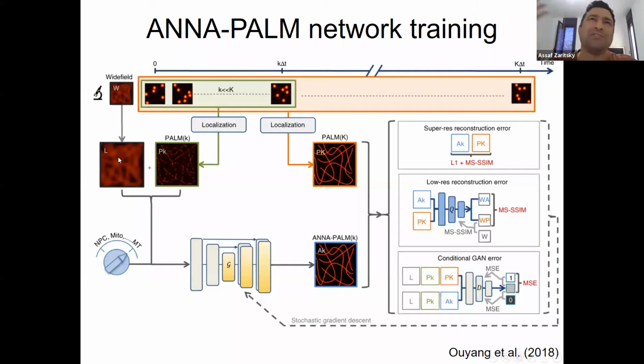We take the K frames and we create from that a super resolution image, which is not great at all because we didn't take enough frames in order to resolve all the diffraction limited spots.